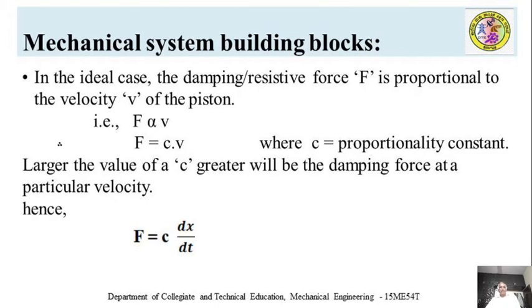So V can be replaced by dx by dt. dx by dt is the differential form of velocity, where x is the displacement. When the displacement is differentiated with respect to time, we get the velocity. So we can replace V by dx by dt. So F is equal to C dx by dt. So this is the mathematical model for the dashpot.